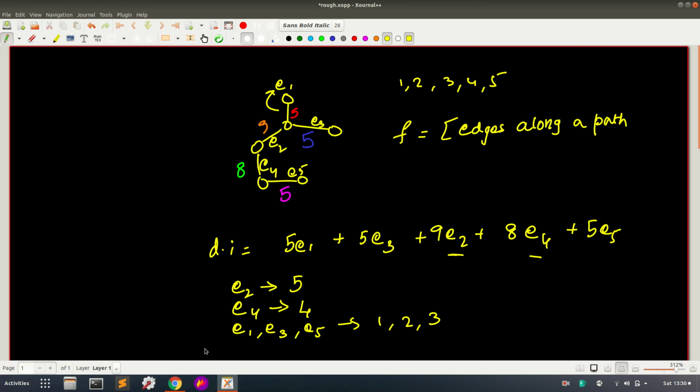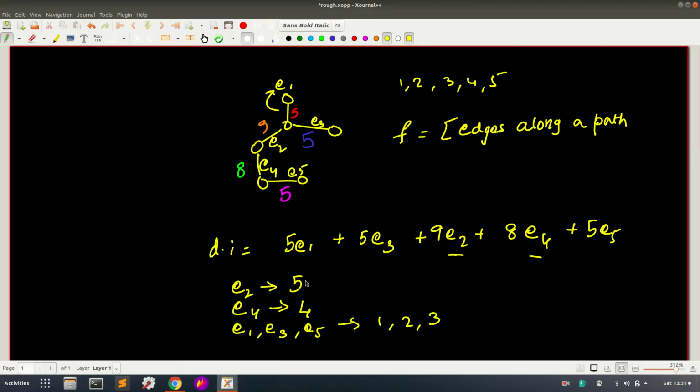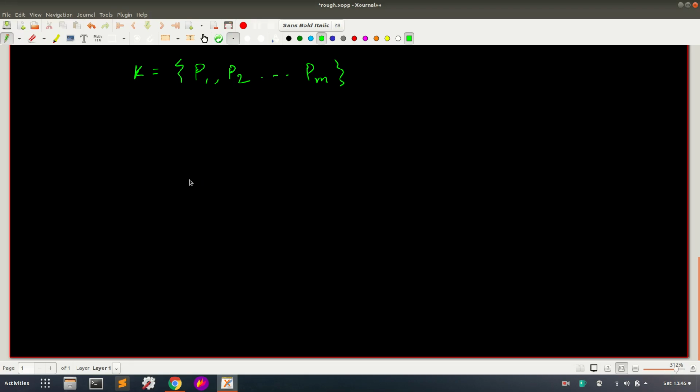Now there's another part to the question where we have to use the number k to find the numbers that we want to actually allocate to the edges. Now let's consider, coming to the last stage of this problem, we have k in the form of p1, p2 till pm. Now we have to distribute numbers in the edges such that the product of these numbers is going to be equal to k.